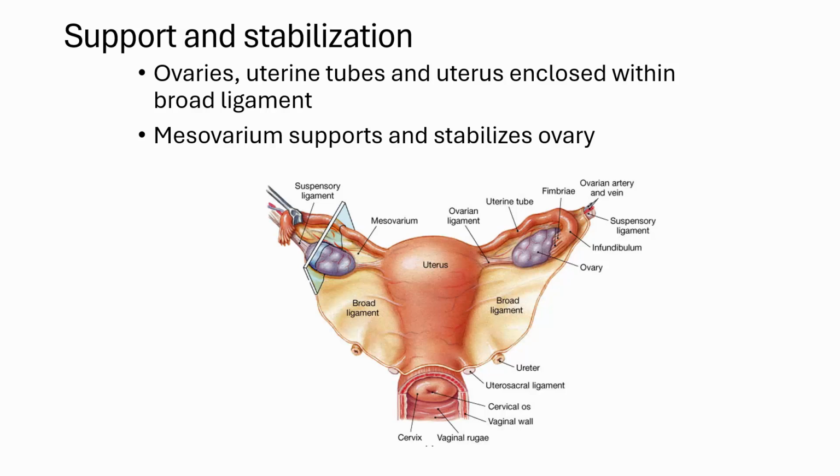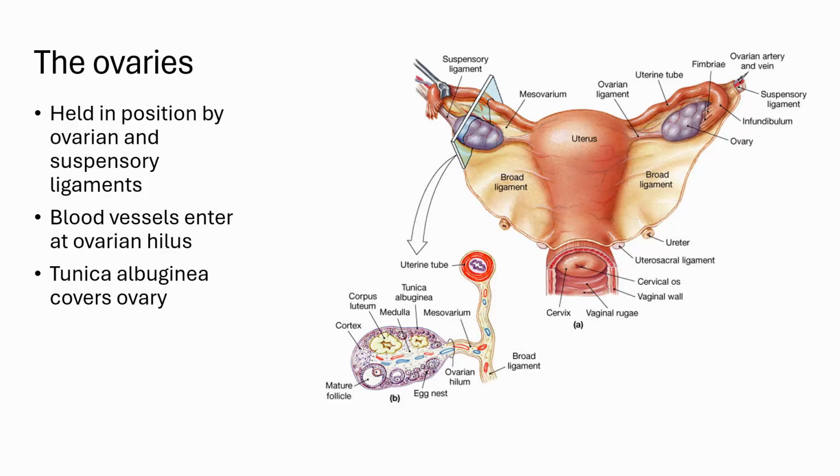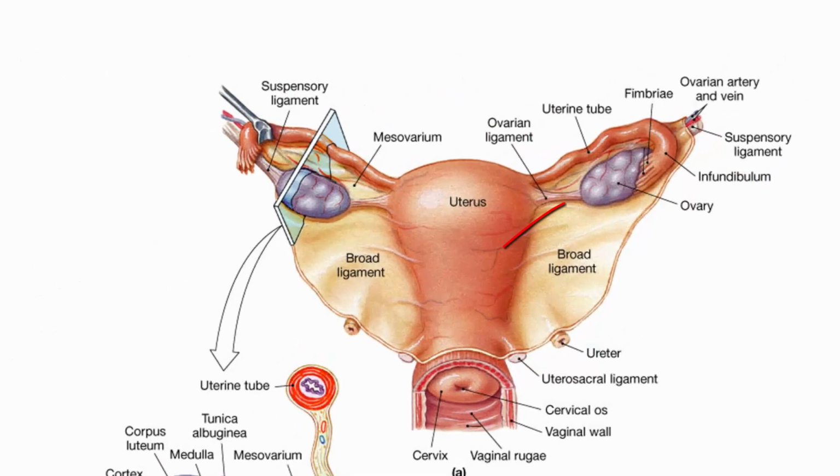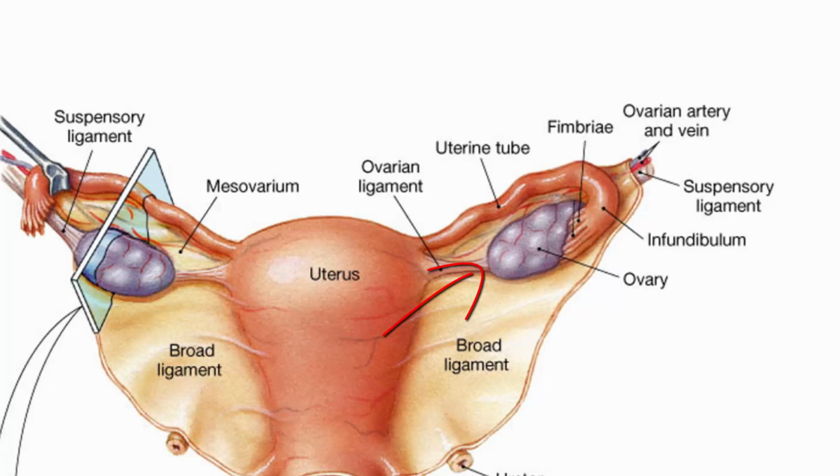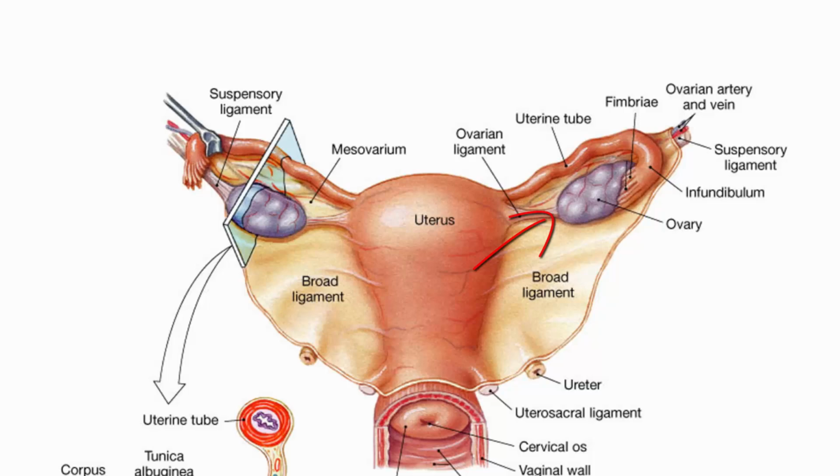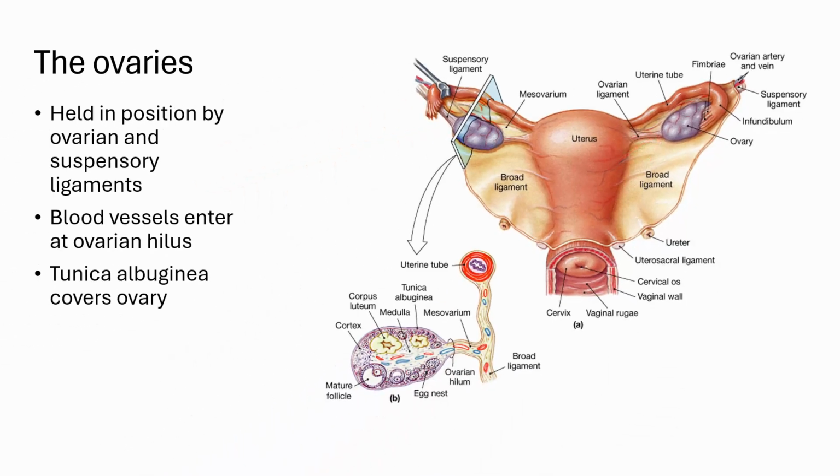And for support and stabilization of the uterus, the ovaries, and the uterine tubes, the uterus is enclosed within what's called the broad ligament, as you can see here. And the mesovarium is going to support and stabilize the ovaries, and here's the mesovarium. And the ovaries are held in position by the ovarian and suspensory ligaments. The blood vessels are going to enter the hilum of the ovaries. And we also have a tunica albuginea that covers each of the ovaries.